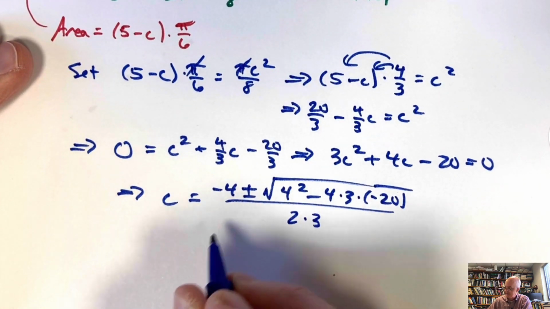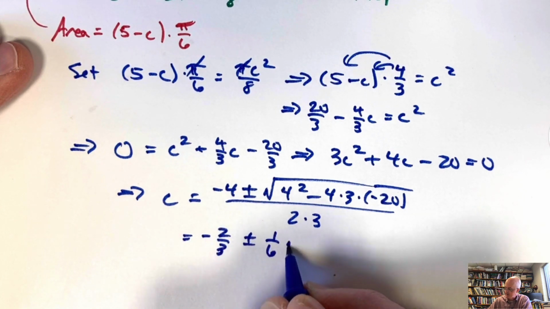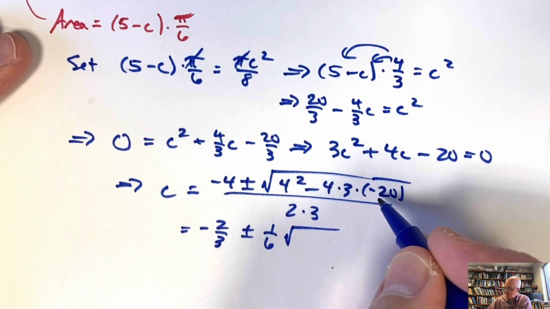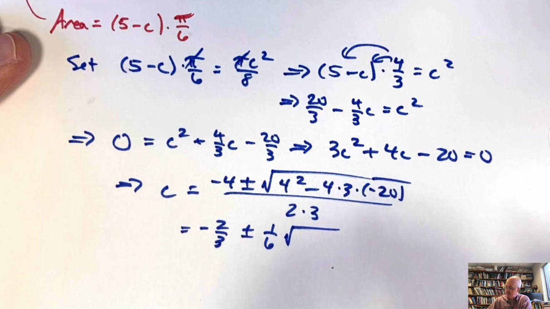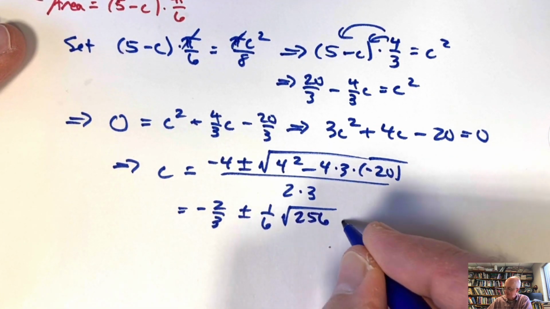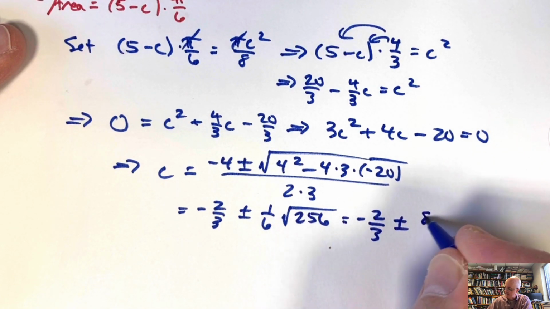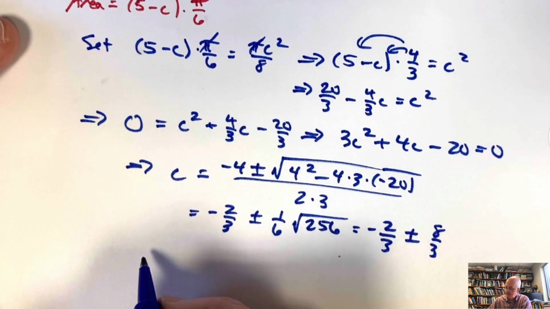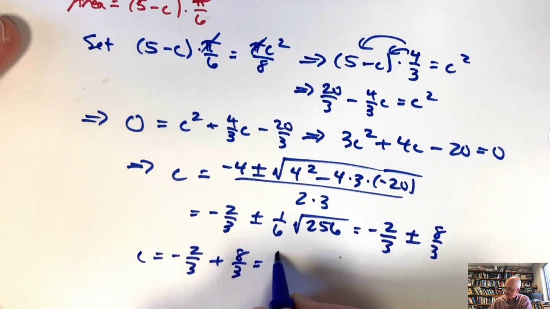2 times 3 is 6. Negative 4 over 6 is negative 2/3. Plus or minus 1/6 times the square root. What do we have in here? 4 squared, 16. 4 times 3 times 20 is going to be 240. And we're going to be adding that because two negative signs make a positive sign. This is going to be a square root of 256, which is 16. So we get negative 2/3 plus or minus 16/6, which is 8/3. You can see obviously in this picture that c is a positive number, so we want to pick the positive root. C is going to be negative 2/3 plus 8/3, which is 6/3, or 2.